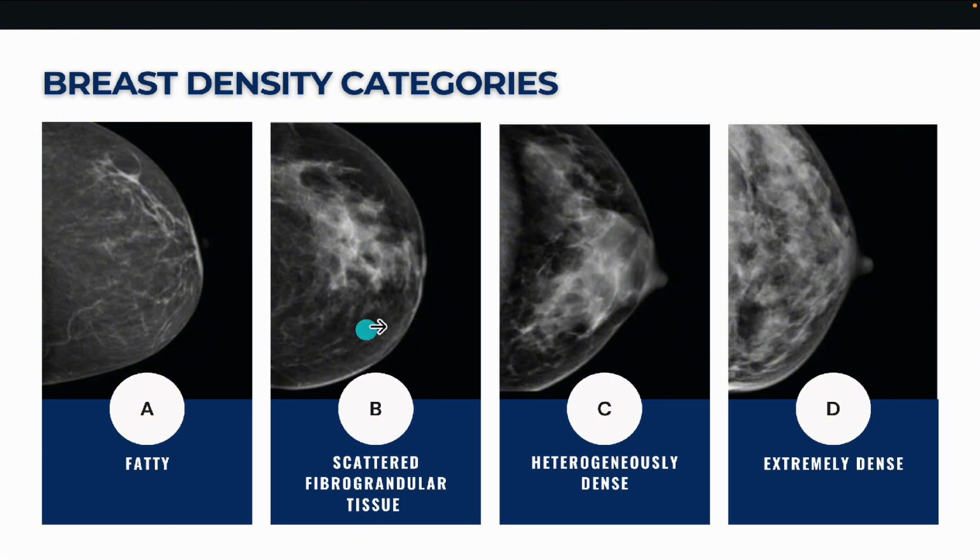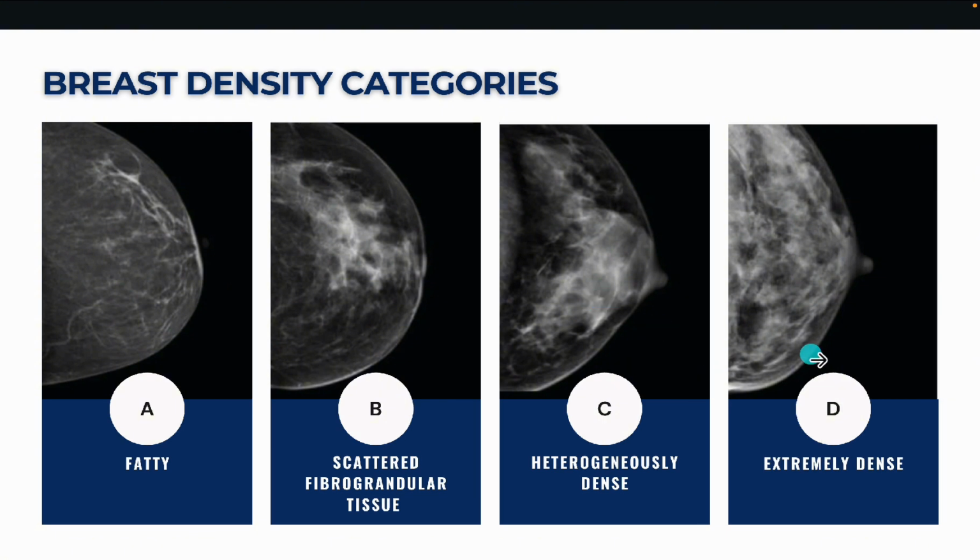Moving on to the next category, here we can see that we have dense areas, but they are scattered and there are holes in it, which are filled with the fatty tissues. This means that this is scattered fibroglandular tissue and it belongs to the second category. Moving on to the next category, as we are moving forward, the amount of dense tissue is increasing. Here you can see there are more dense areas compared to the fatty areas, and these dense areas are much more connected to one another. So this belongs to the heterogeneously dense, or category C.